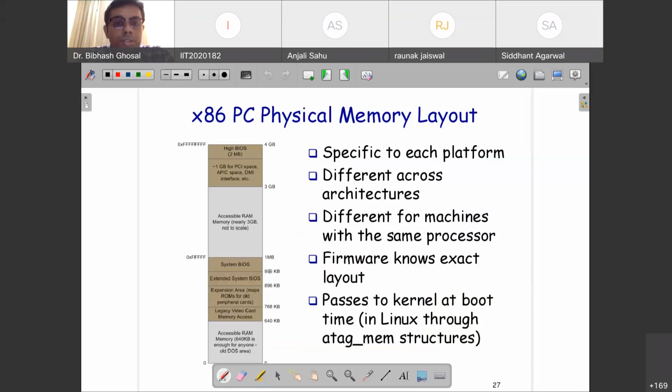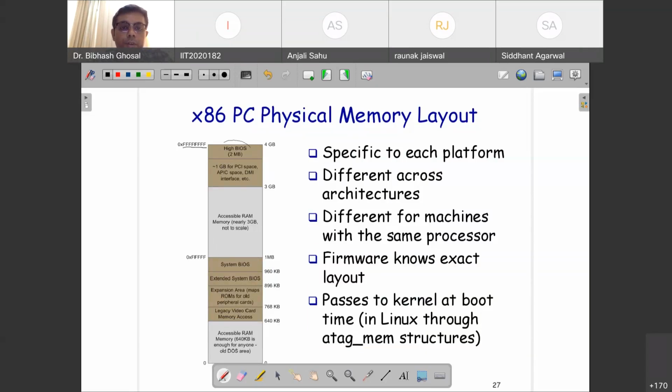This is the x86 physical memory layout. Let's quickly have a look. What do we have? As you see in the diagram, it's from 0 to FF. This is the entire 4 GB space. Look at this, how the physical memory is divided. 4 GB of space has been divided into a number of portions.